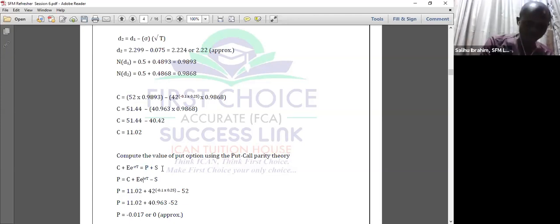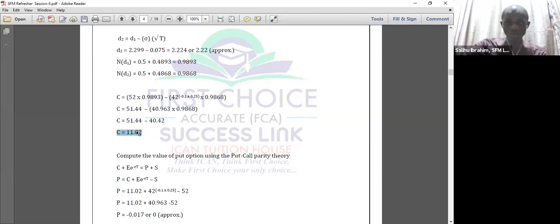Now, let us continue. Making P the subject of the formula here, it means I have to transfer S to the other side, isn't it? So I will have my put price equal to call price plus present value of exercise price minus the price of the underlying asset. So I will have put option price is equal to, what is the call option price? 11.02. I'm following what I did here, okay?